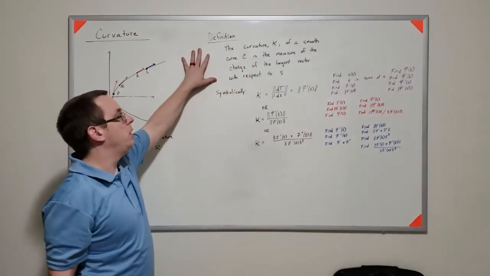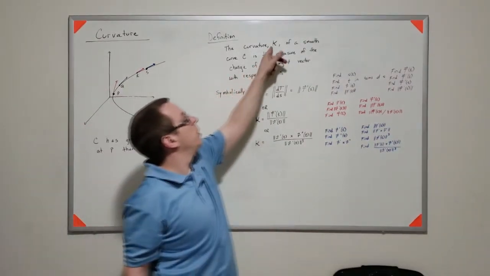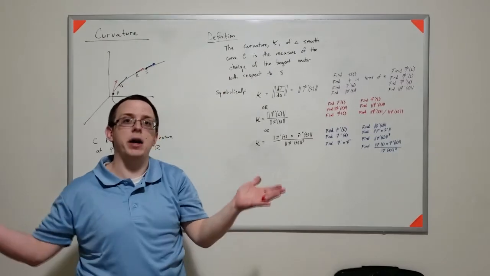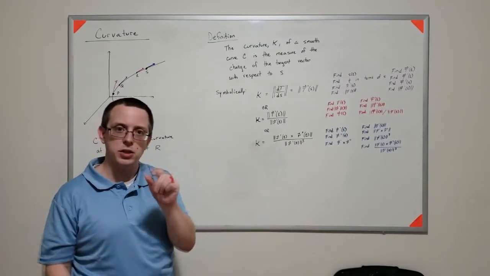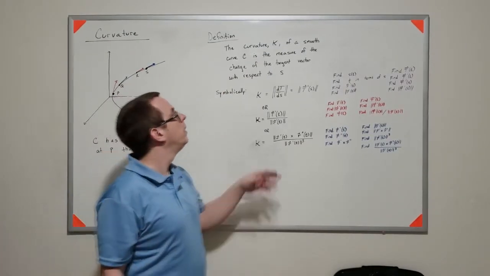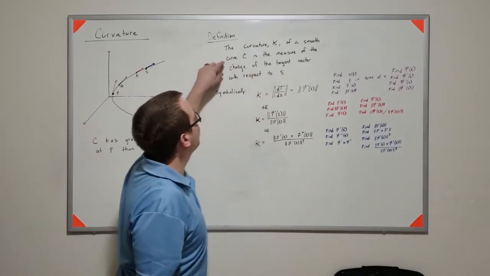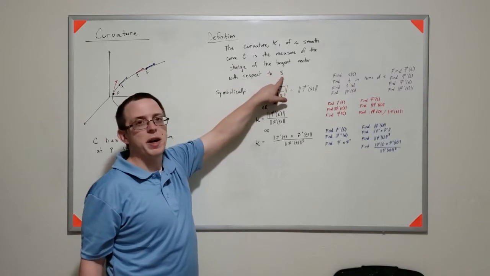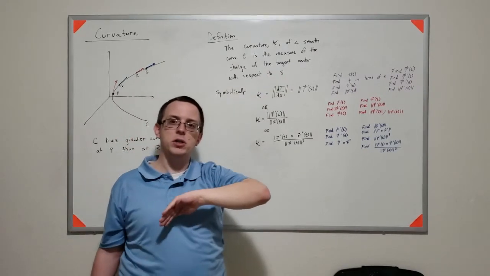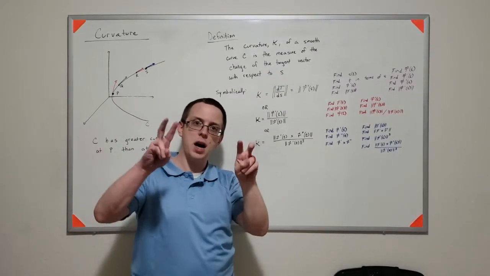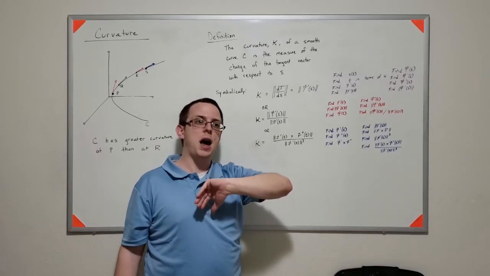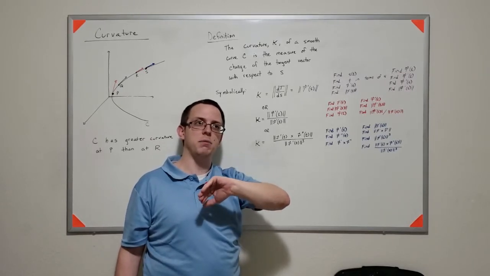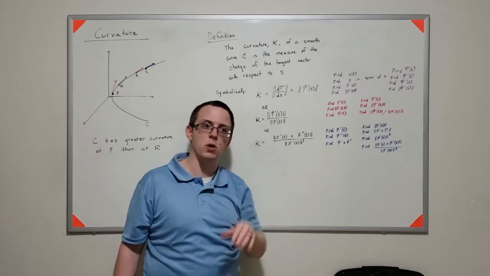The analytical way to do that is the curvature, kappa. You can call it K, but usually it's denoted with the Greek kappa. For some smooth curve, it's really the measure of the change of that tangent vector with respect to s. So it's not how much the tangent vector is changing over time per se, it's how quickly it is changing as it moves a certain distance along the curve.